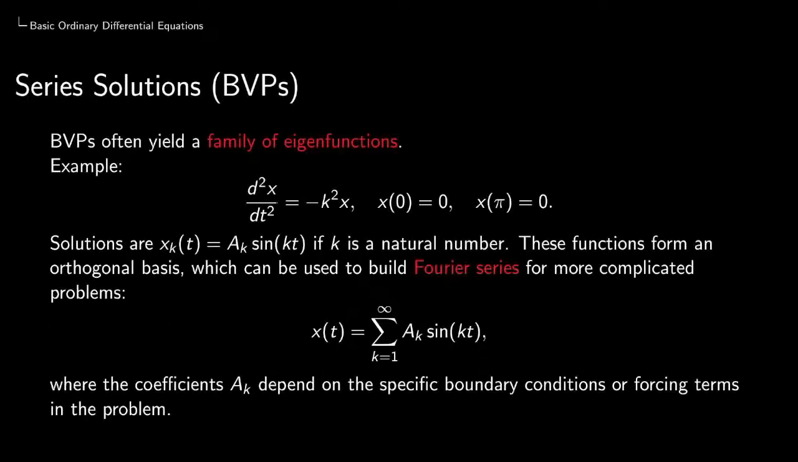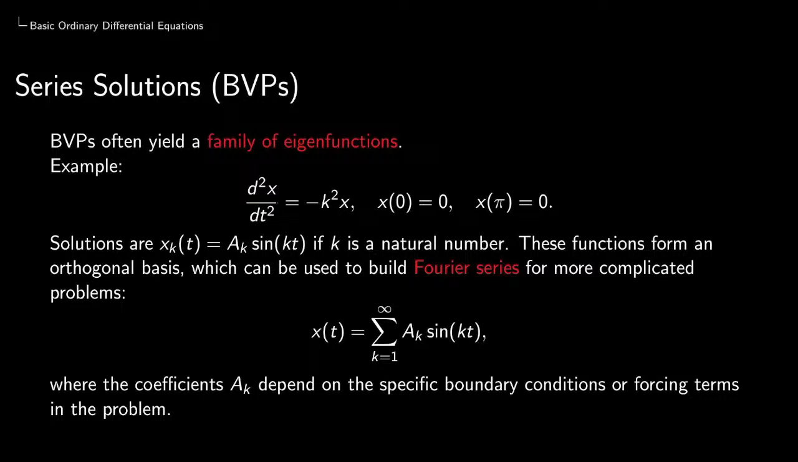Another form of series solutions will come up when we're talking about boundary value problems. Boundary value problems often yield a family of different eigenfunctions. These eigenfunctions will correspond to different eigenvalues. This is the same problem that we were talking about very early in this lecture. We have this second derivative term with the 0 boundary conditions whose solutions were proportional to sine of k t, where k was some natural number.